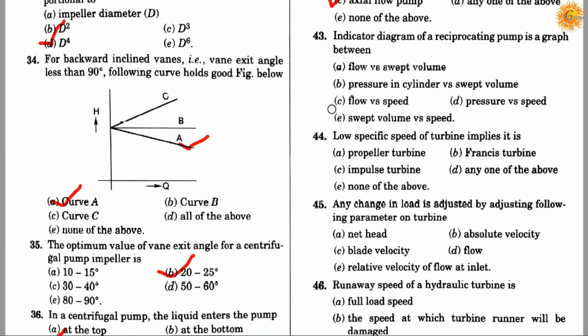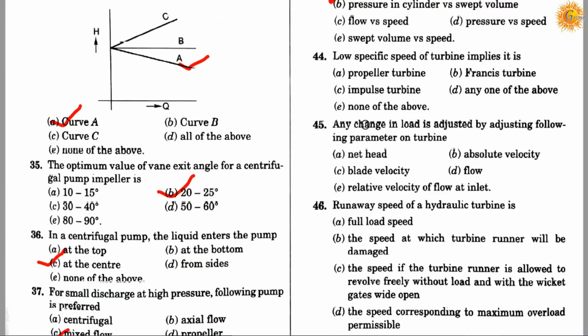Okay. Question number 43. Indicator diagram of a reciprocating pump is a graph between: option A flow and swept volume, option B pressure in the cylinder and swept volume, option C flow and speed, option D pressure and speed, option E swept volume and speed. So correct answer is B. The graph will be between the pressure in the cylinder and the swept volume.